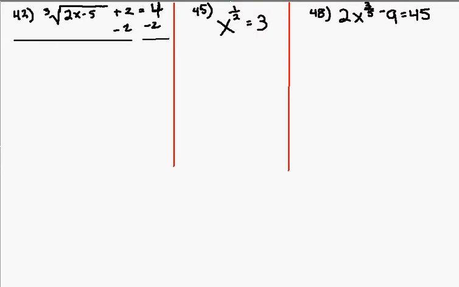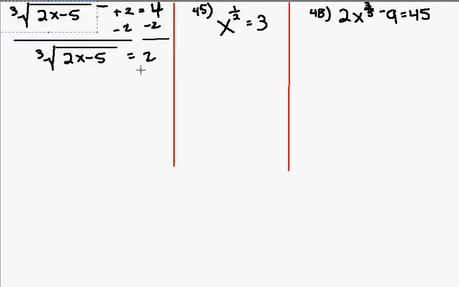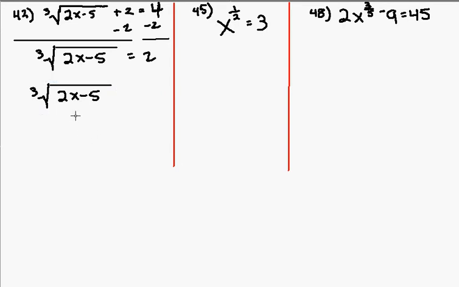So over here, then I simply have the cube root of 2x minus 5. And over here I have 2. Now, how do you get rid of a cube root? You cube it. So we're going to take that expression right there, put a parenthesis around it, and cube it. And what you do to one side of the equal sign, you do to the other.